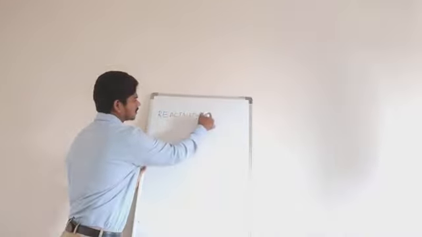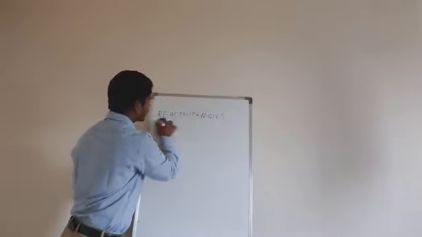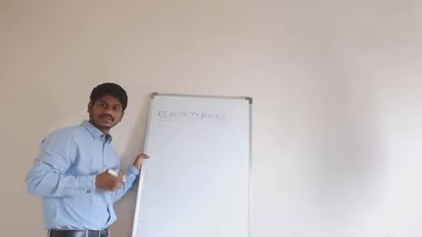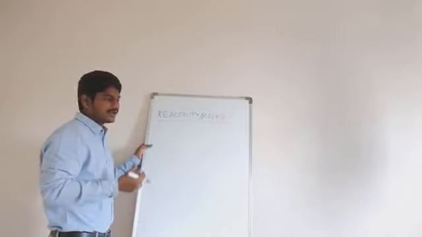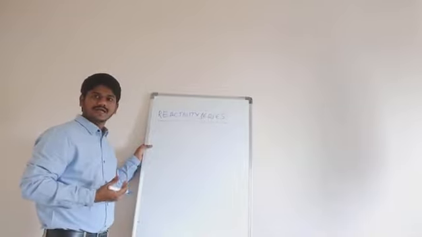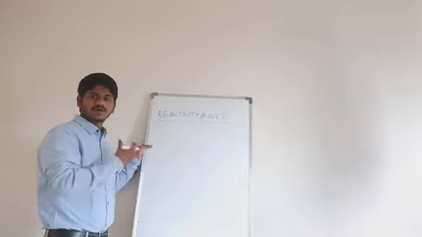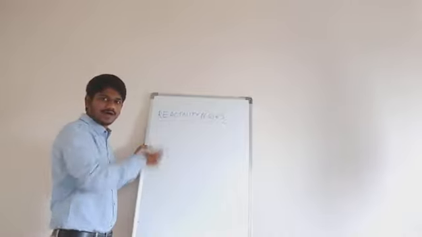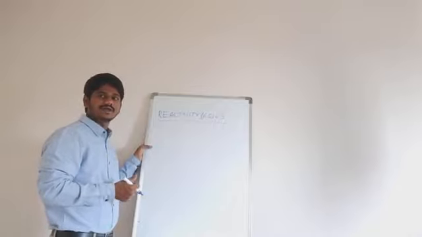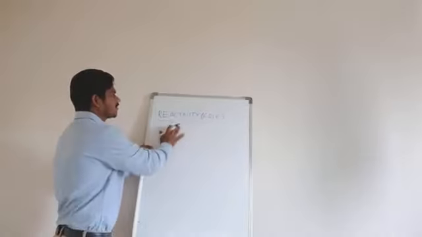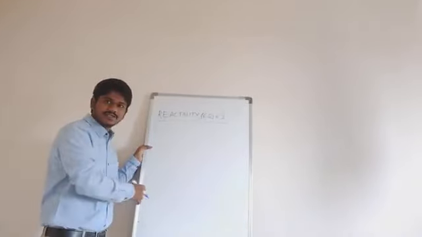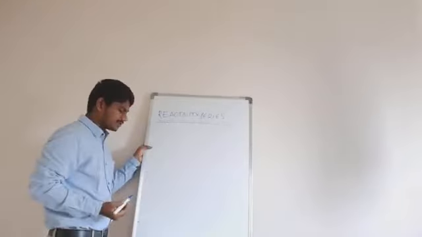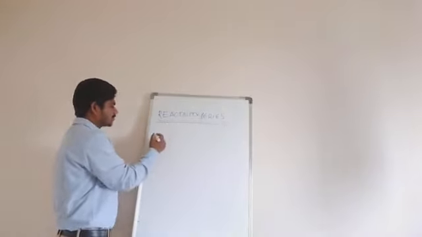What do you mean by reactivity series? It is a series of metals in which the metals are arranged in the decreasing order of their reactivity. That means the metals are arranged in such a way that the most reactive metal is at the top and the least reactive metal is at the bottom, right? Such a series of metals which are arranged in terms of decreasing reactivity, we call a reactivity series. So let us discuss our reactivity series first.